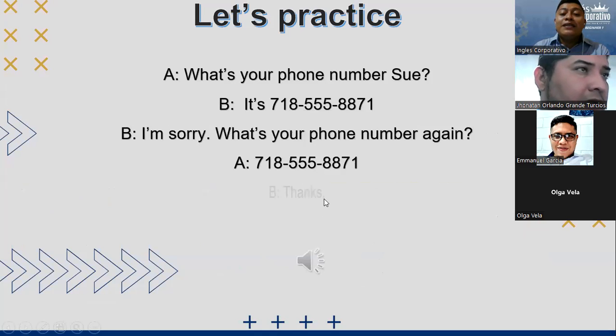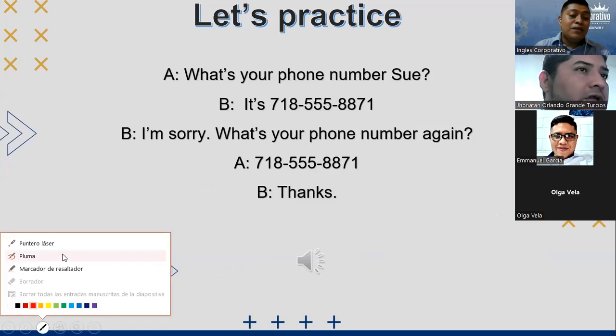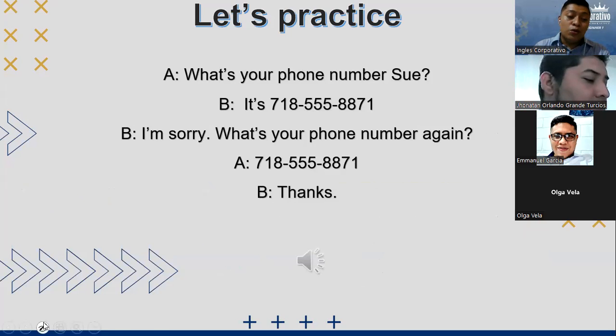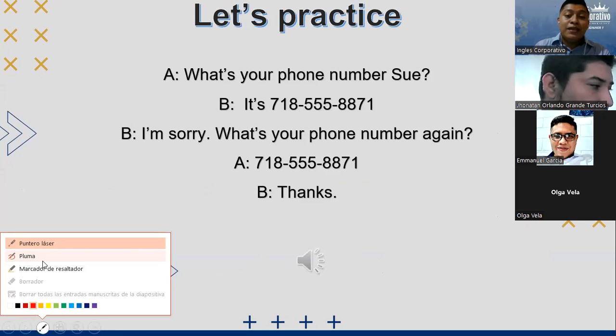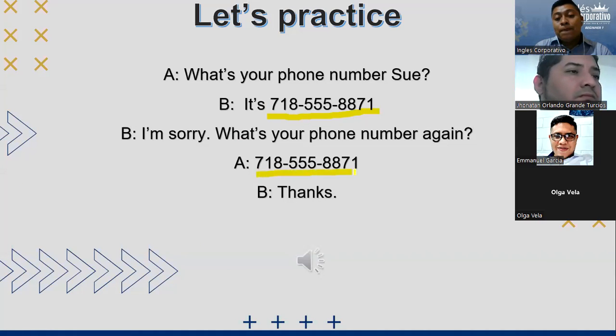So we are going to practice in this small conversation, pero no vamos a utilizar el número que está acá en el ejemplo. Va a utilizar un número, el suyo, si usted quiere decir el suyo. Si no, invéntese un número. No vamos a decir el que está en el ejemplo. Vamos a decir uno que nosotros nos podamos, ¿verdad? Vaya, acá vamos a cambiar ese número. Y también el nombre, ¿verdad? Utilicen su propio nombre en este caso.